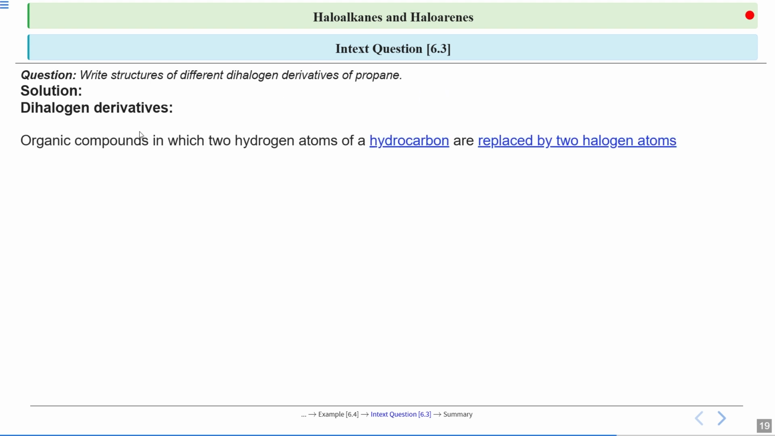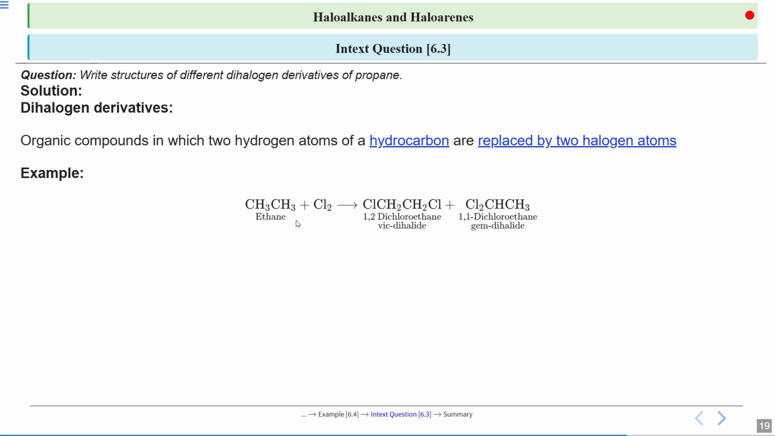So any organic compound in which two hydrogen atoms of a hydrocarbon are replaced by two halogen atoms, or in simpler words, any organic compound containing more than one halogen atom, is a dihalogen derivative compound. For example, if we have an ethane molecule and it reacts with chlorine, you will get 1,2-dichloroethane and 1,1-dichloroethane, right? So vicinal dihalide and geminal dihalide.